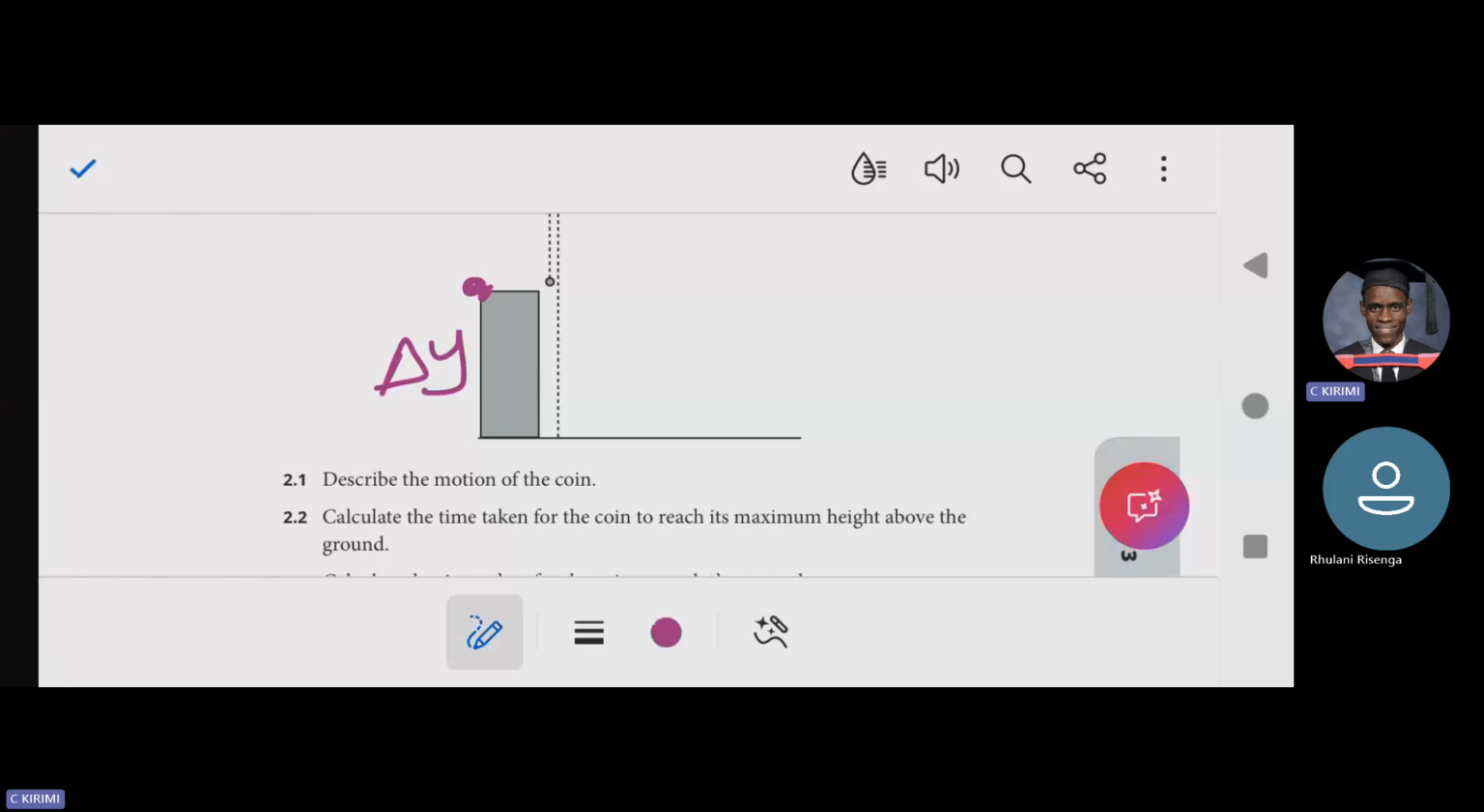So delta T is 1.53 seconds. And the motion of the coin. In other words, when they say describe this motion, you just say what is the gravity of this coin throughout the motion.